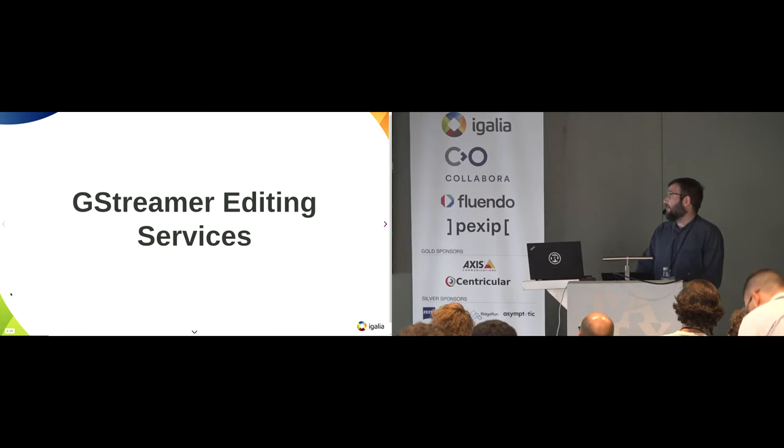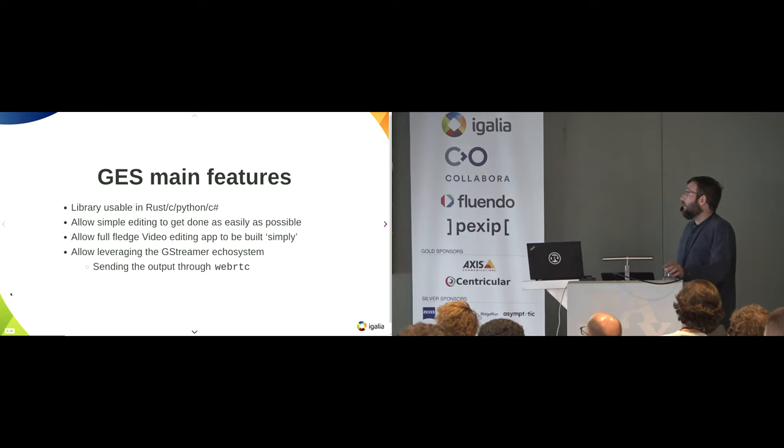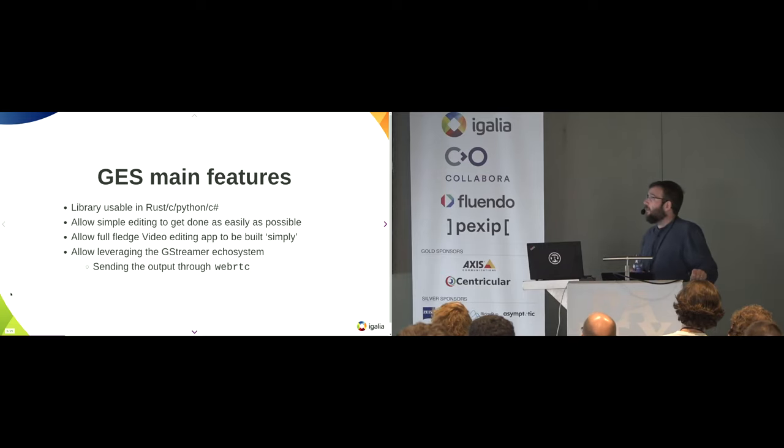So, GStreamer Editing Services is a library with bindings for many languages. Nowadays, most people use it from Rust, and the new applications that are being built with GES are written in Rust. Historically, people were using GES with Python a lot. We have many applications that do that. Pitivi is a video editing software using GTK that was built in Python, so that's also very well tested. And you can use it in C#, but that's less tested.